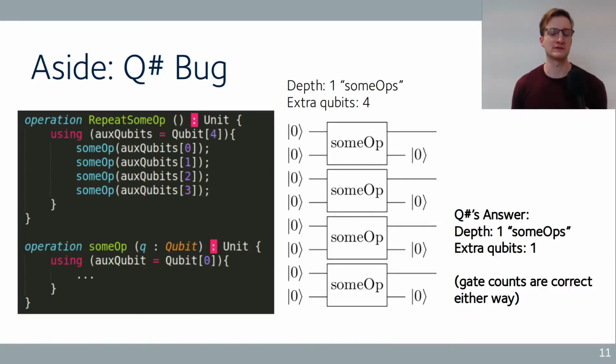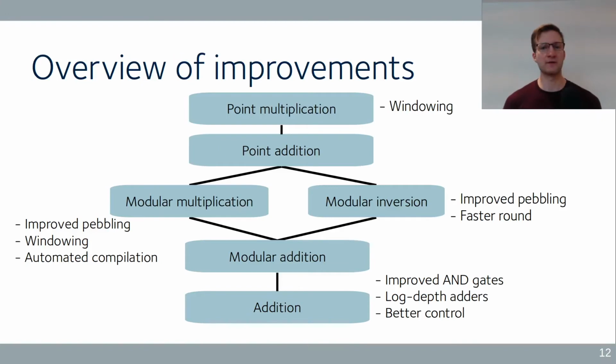qubits, and vice versa. To go over what the improvements are, to do point multiplication on an elliptic curve, which is what Shor's algorithm requires, has this whole stack of operations we need to do. So we build the multiplication out of several point additions, each of which is made out of modular multiplication and inversion, and those are in turn built out of modular addition, which is in turn built out of regular addition. We have some small improvements all up this stack of operations.